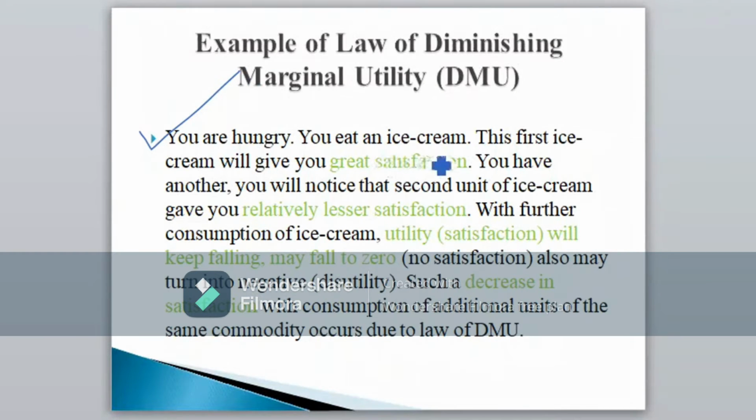Suppose you are hungry. You eat an ice cream. The first ice cream gives you great satisfaction because you are fond of ice cream. You have another, and you will notice that the second unit gives you relatively lesser satisfaction, and with further consumption the satisfaction will keep falling, and may fall to zero. That means in terms of utility, no satisfaction, and that can also turn negative. That is, there is a decrease in the satisfaction. So with consumption of additional units of the same commodity, this occurs due to the law of diminishing marginal utility.